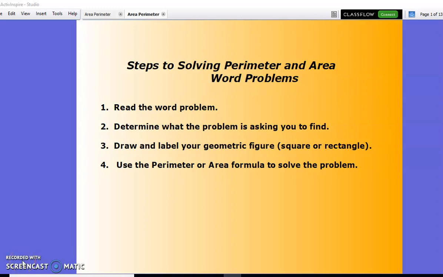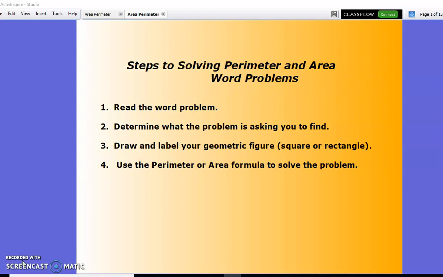Hi, today we will work on solving perimeter and area word problems. Let's look at the steps to solving perimeter and area word problems.